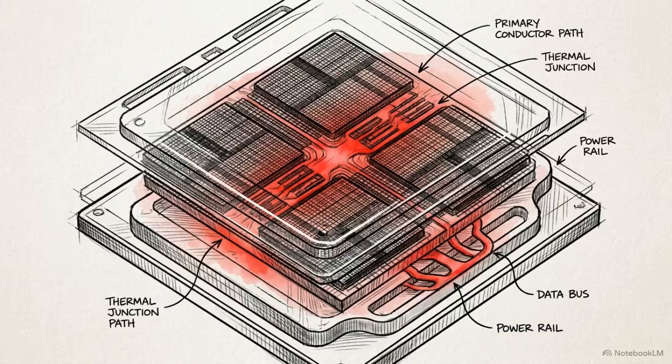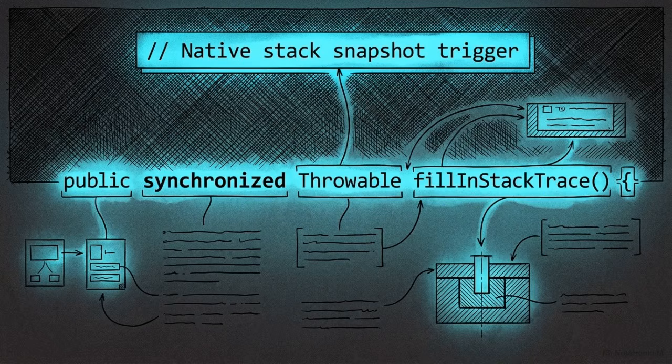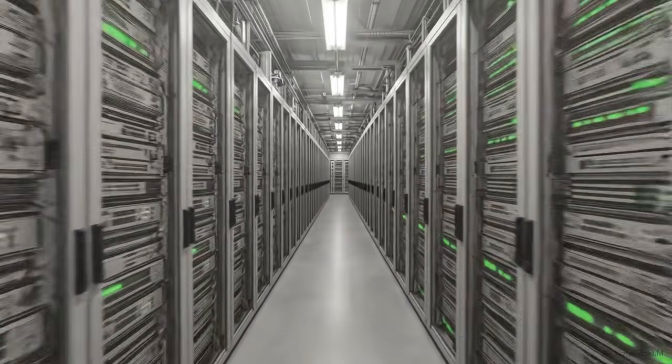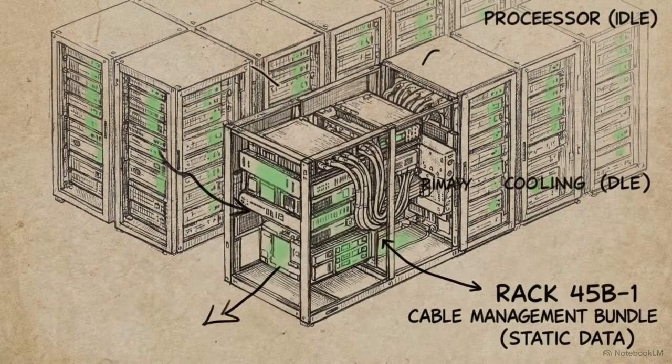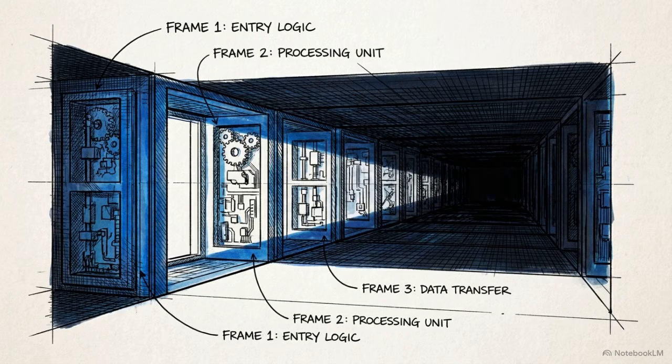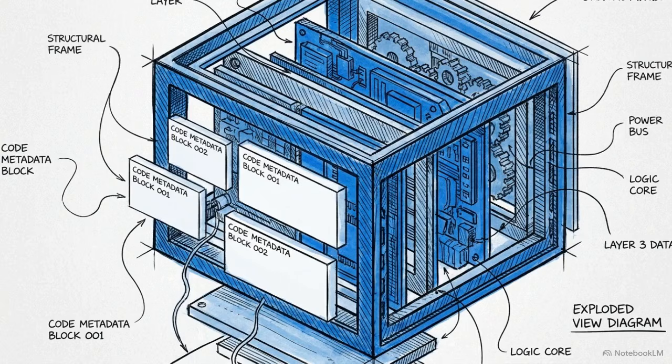The CPU spikes associated with exception handling are driven by a specific mandatory native JVM method call embedded in the Throwable constructor. That method is public synchronized Throwable fillInStackTrace. Instantiating an exception triggers this call, which halts execution to take a full physical snapshot of the current thread stack. The JVM loops backward through every active frame, capturing the class name, method name, file name, and line number for every layer of the stack.